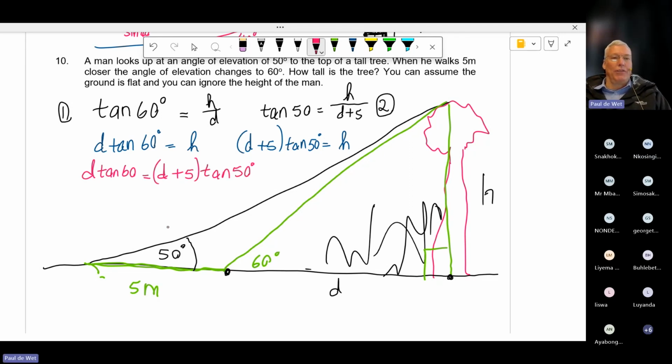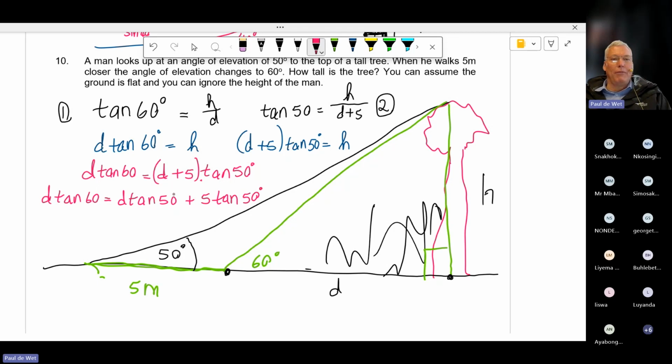How many different variables are in this equation? In this red equation, there's only one variable now. There's only d. So I can solve this now. Now you're probably saying, sure, how are we going to solve this? I don't like these brackets. So I'm going to multiply the tan 50 by both terms inside the bracket. So I'm going to get d tan 60 equals d tan 50 plus 5 tan 50.